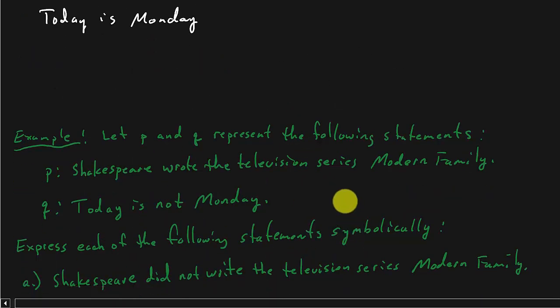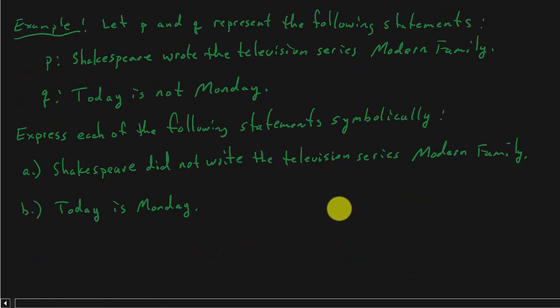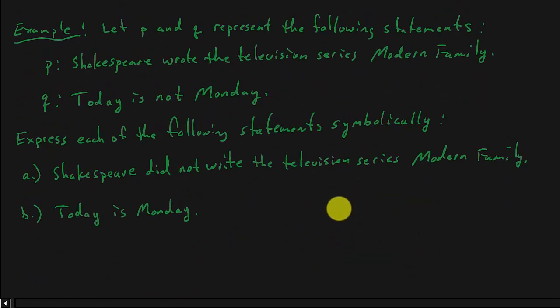All right, so earlier we did some stuff with letters and that kind of thing. You're letting a letter represent a statement. So let's look at that again. It says, let P and Q represent the following statements. P represents the statement Shakespeare wrote the television series Modern Family. Q represents the statement, today is not Monday. So express each of the following statements symbolically.